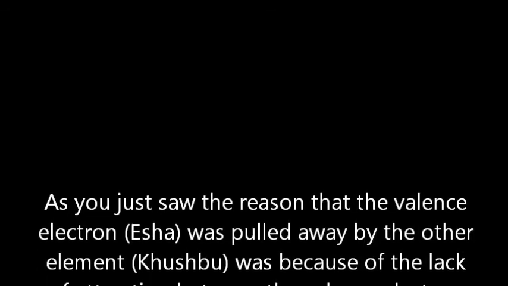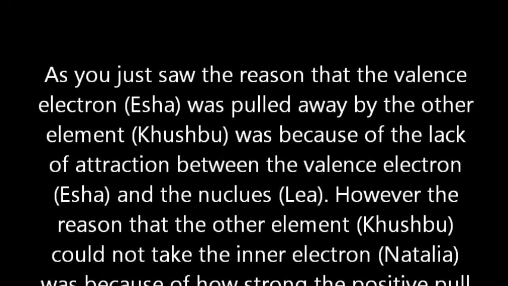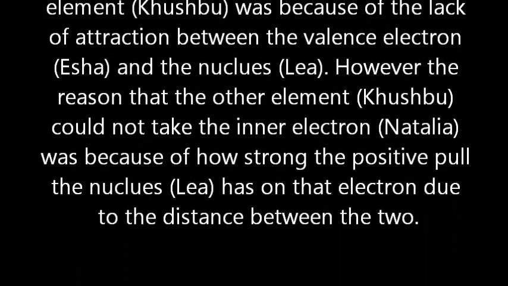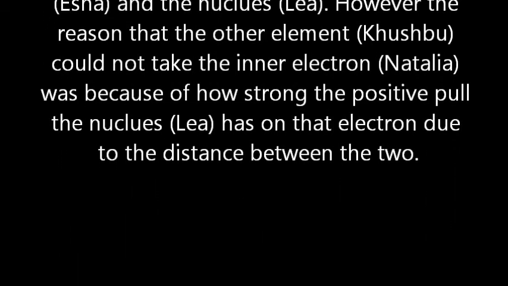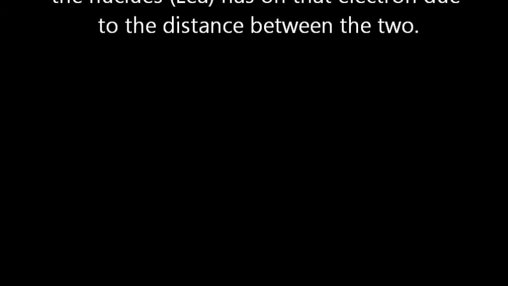As you just saw, the reason that the valence electron was pulled away by the other element was because of the lack of attraction between the valence electron and the nucleus. However, the reason that the other element could not take the inner electron was because of how strong the positive pull the nucleus has on the electron due to the distance between the two.